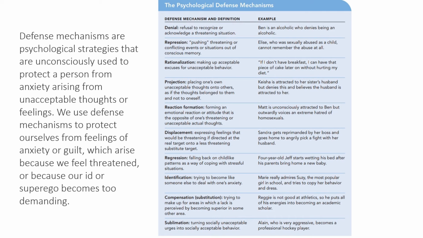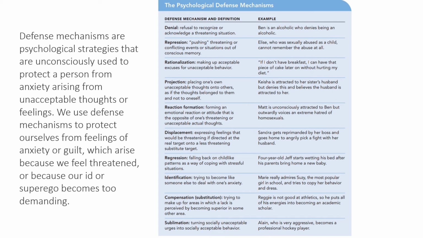Regression. Regression is falling back on childlike patterns as a way of coping with stressful situations. Four-year-old Jeff starts wetting his bed after his parents bring home a new baby. Identification. Trying to become like someone else to deal with one's anxiety. Example: Mary really admires Susie, the most popular girl in school, and tries to copy her behavior and dress.